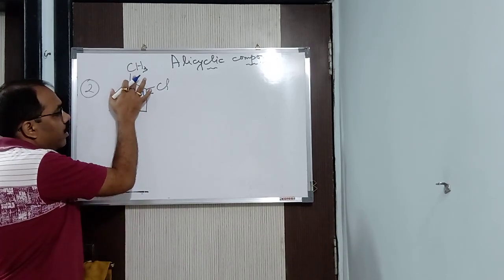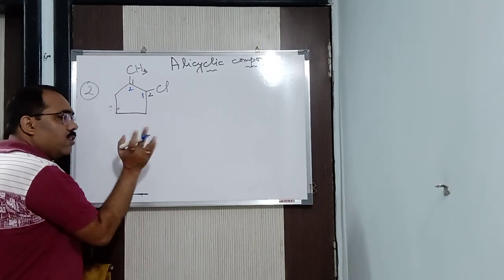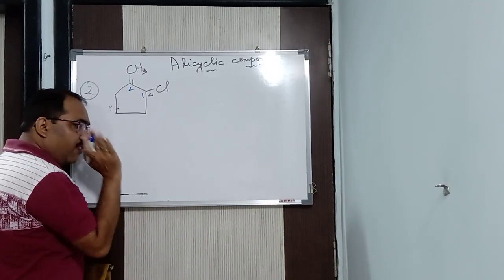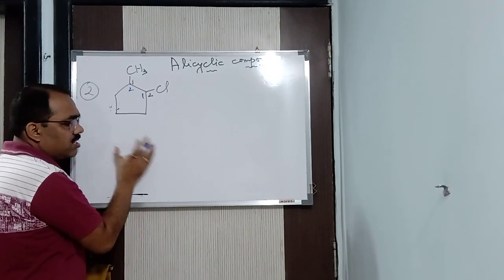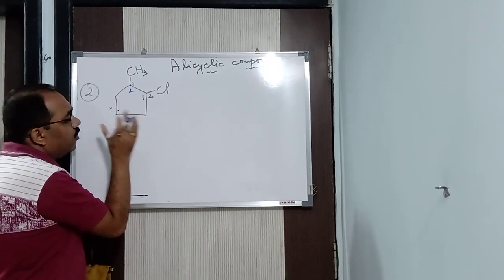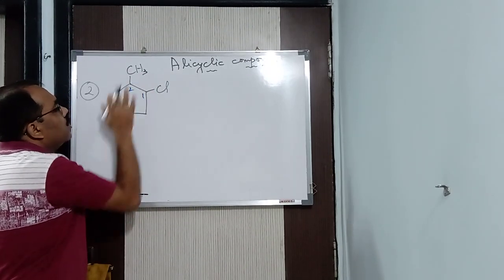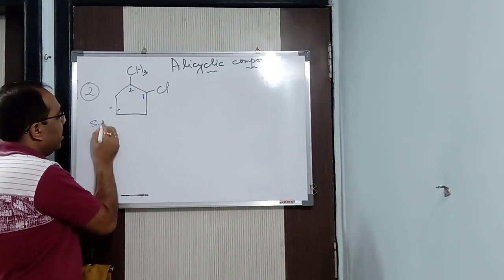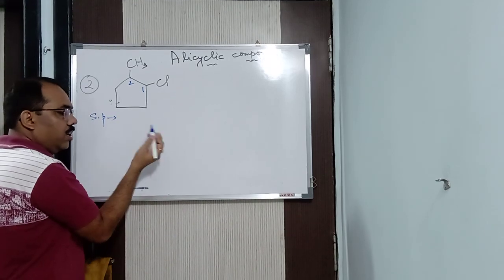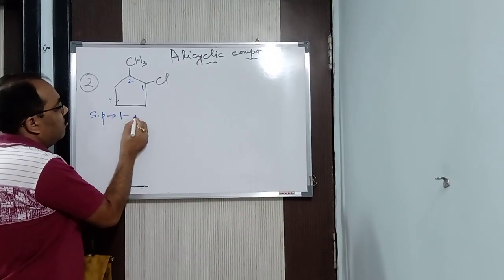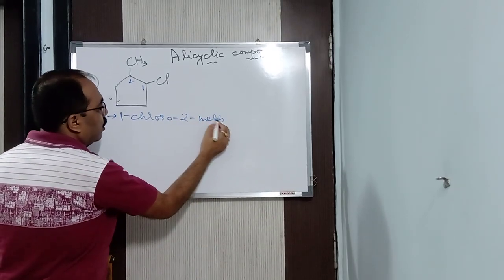Because in both the cases the numbering is the same, I am not violating the lowest number rule. If I write 1 here, then this is 2. If I start from here with 1, then this is 2. So I am not violating the lowest number rule, and I have to select which is correct. In that case, I go for alphabetical order: first is chloro, then second is methyl. So how do you write it down? I told you always to use this method to write the IUPAC name because you are learning now. Secondary prefix is 1-chloro and 2-methyl.